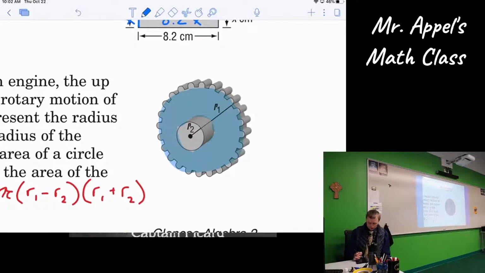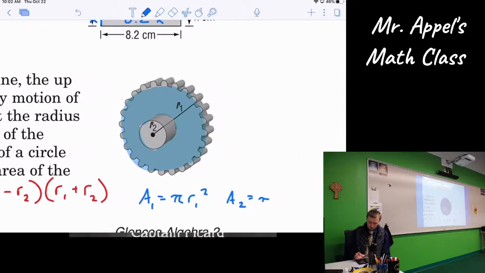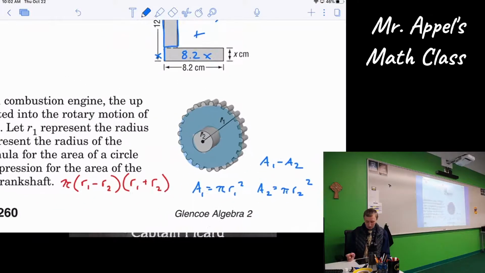So we want the big circle, area 1 equals pi r1 squared, area 2 equals pi r2 squared, and we're going to subtract the 2, right? A1 minus A2, that's it. All right, factor out the pi. Okay, so you'll get pi out of r1 squared minus r2 squared.